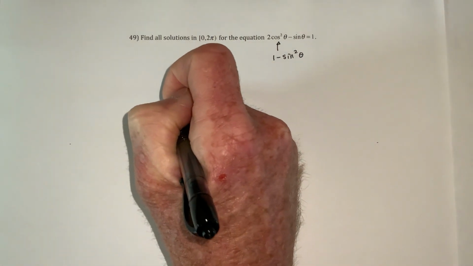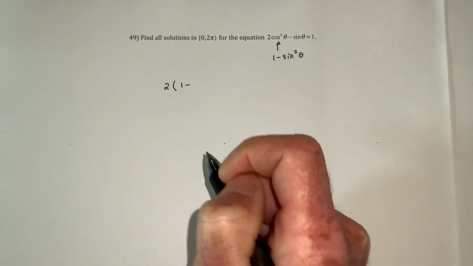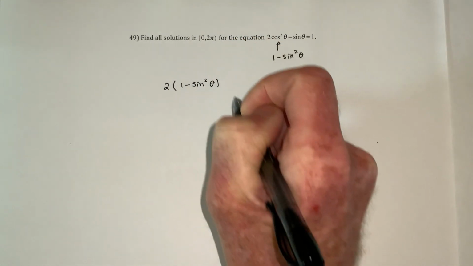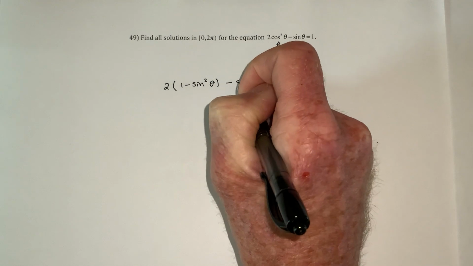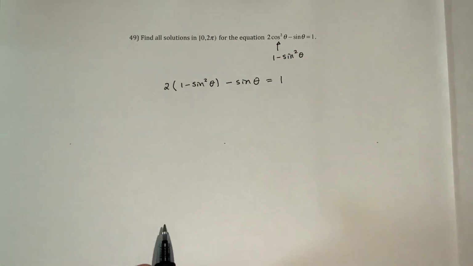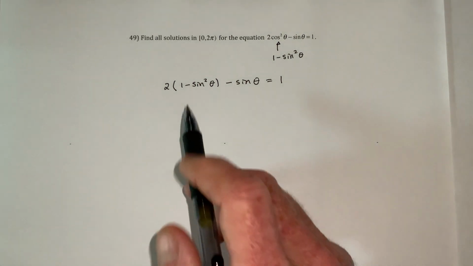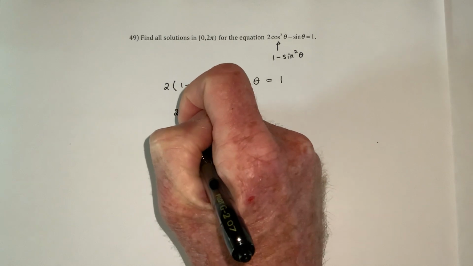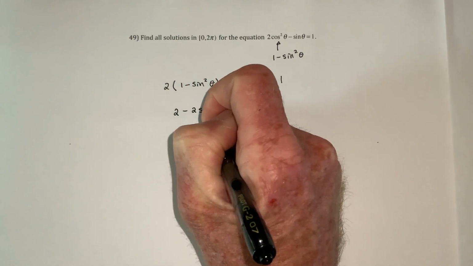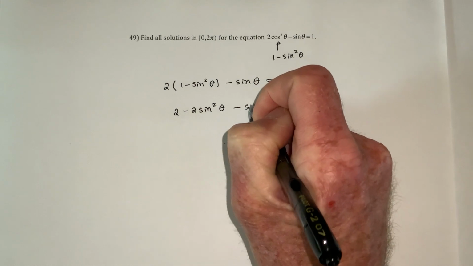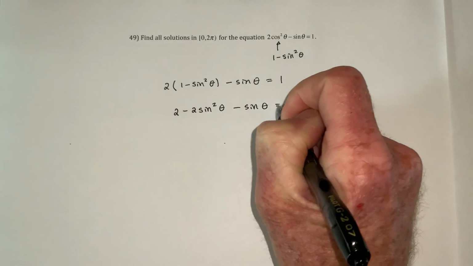So we would have 2 times 1 minus sine squared, and then minus sine of theta, and then it equals 1. Now go ahead and distribute this 2. So there would be 2 minus 2 sine squared minus sine equals 1.